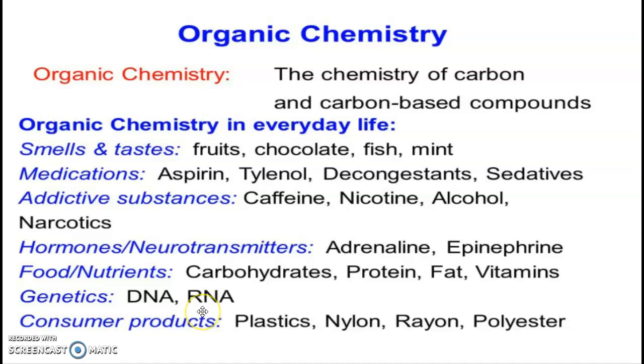And in genetics, DNA and RNA are made up of organic compounds like purines and pyrimidines. And next one is consumer products like plastic, nylon, rayon, polyesters. These are some of the polymers of organic compounds.